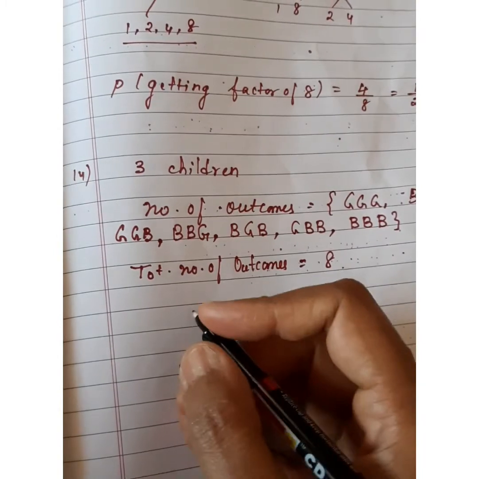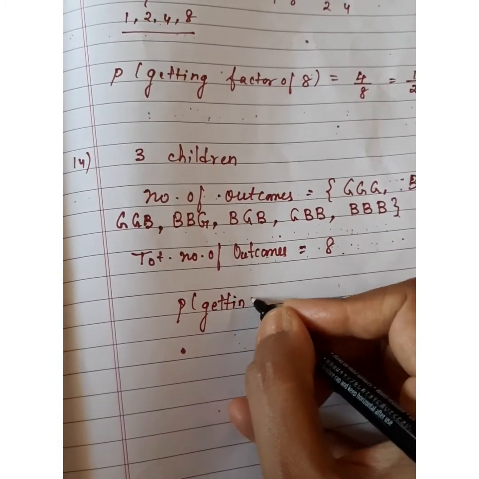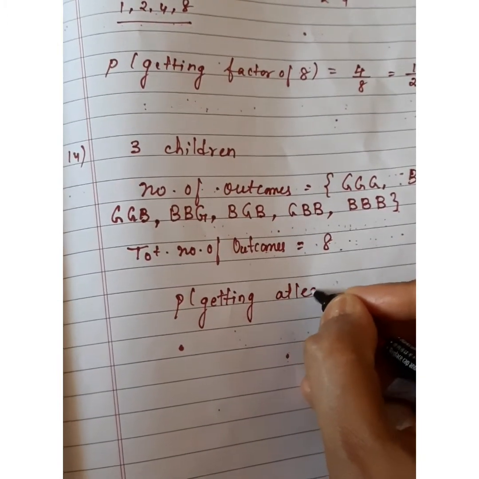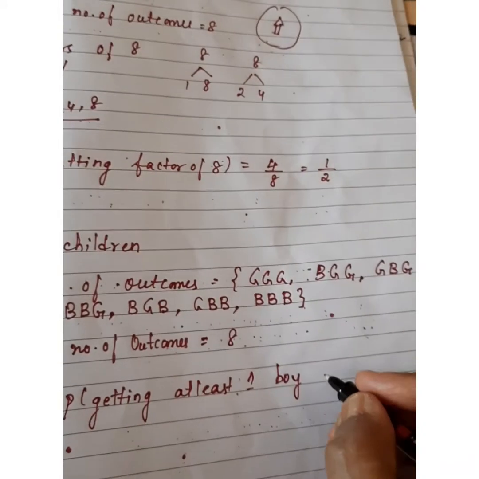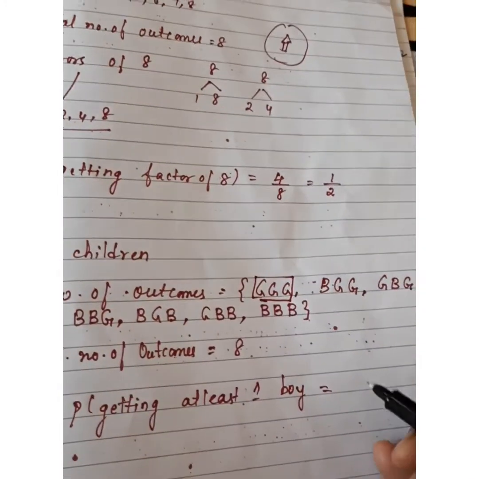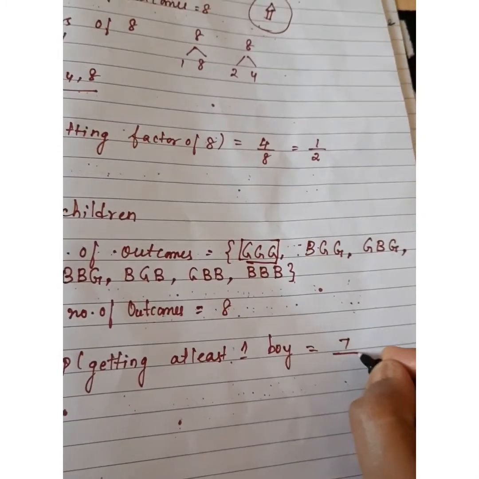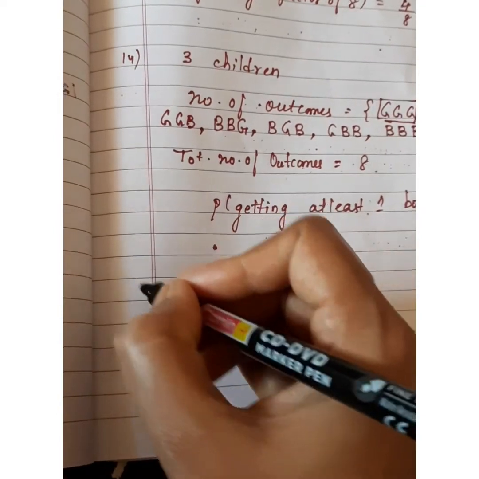So of this 8, what is the probability of getting at least one boy child? So that's what we're going to find. That's going to be excluding girl, girl, girl. All others, if you see in the list, have a boy. So it's going to be 7 by 8.